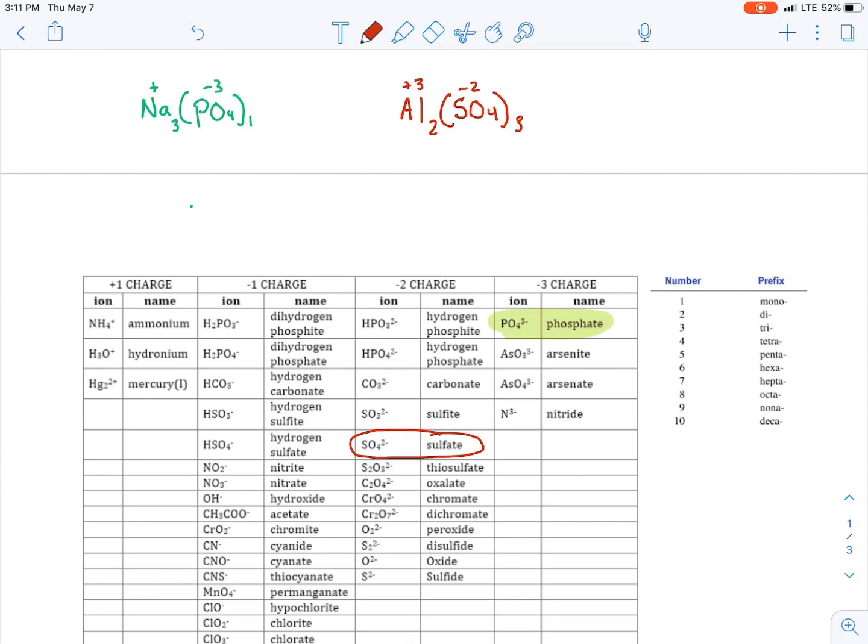All right, naming it out, again, the same thing. The name of the element for the first thing, so it's sodium. But then you just use the name of the polyatomic ion, so sodium phosphate. Aluminum sulfate, right? Straightforward, nothing tricky.